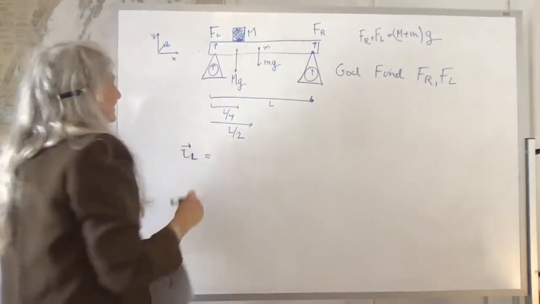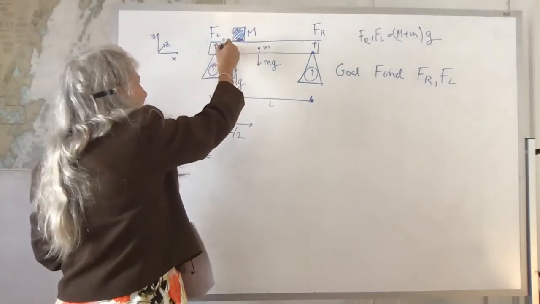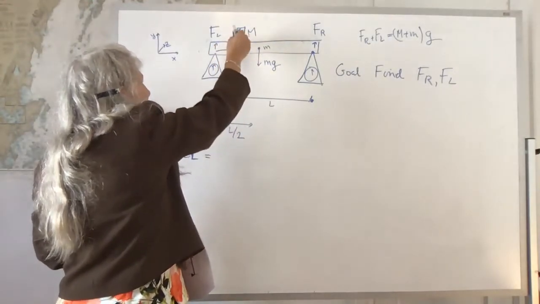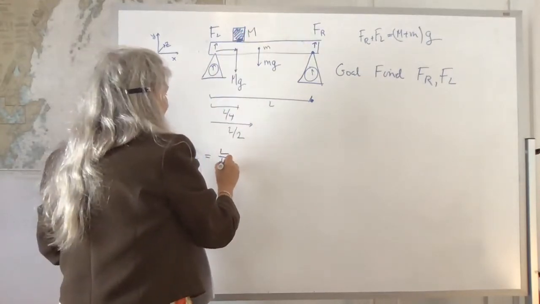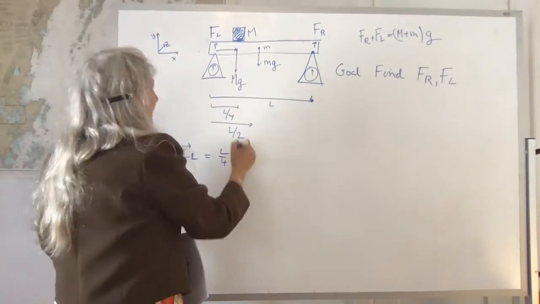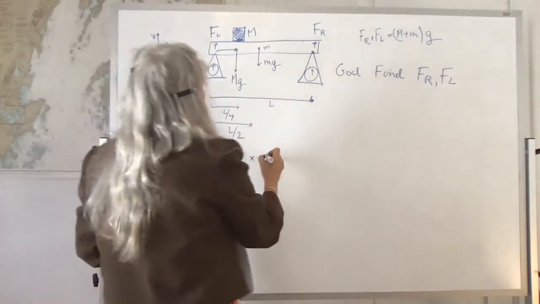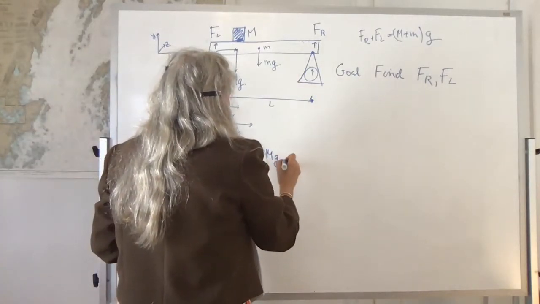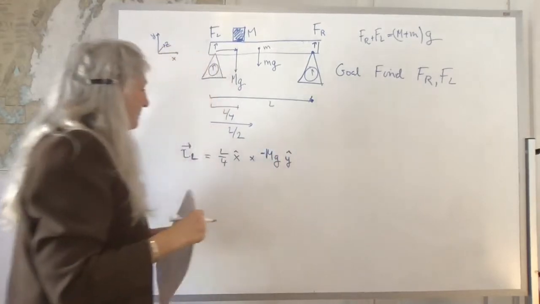So this is a vector. In order to do R cross F, this will be R to this mass. The length of it is L over 4, and it's in the X direction, so we'll put X hat. And now F is in the downward direction. So that's mg, and it's a minus sign because it's down with the Y hat.